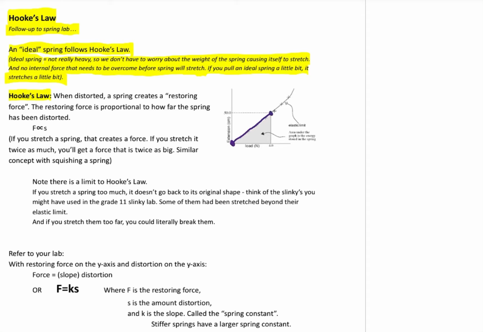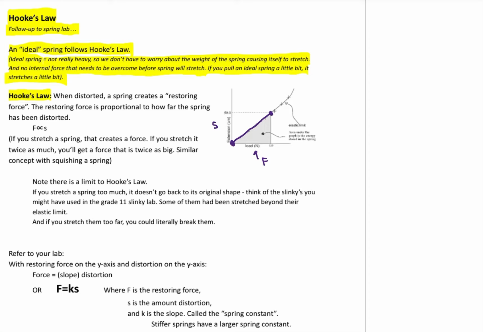If you stretch a spring, it's calling it load. Actually, this one's kind of sideways from how you did it. This one put force on the x-axis and distortion on the y, but it's a linear relationship. The force is proportional to how far you stretch it or squish it.